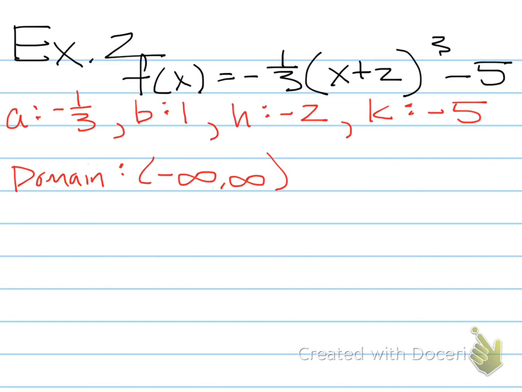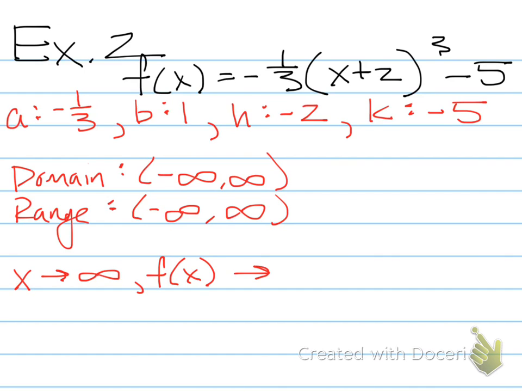So the domain is going to be all real numbers for all cubic functions. Range is going to be the same, all real numbers, negative infinity to positive infinity. As x approaches positive infinity, f of x is going to approach, now the parent function would approach positive infinity, but this graph is being reflected because a is negative. So instead of approaching positive infinity, it should be negative infinity.